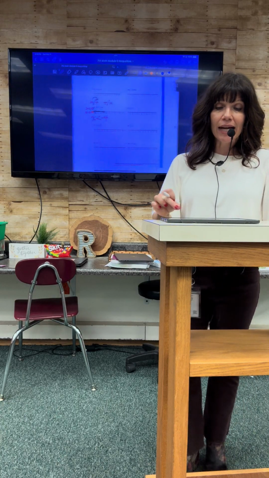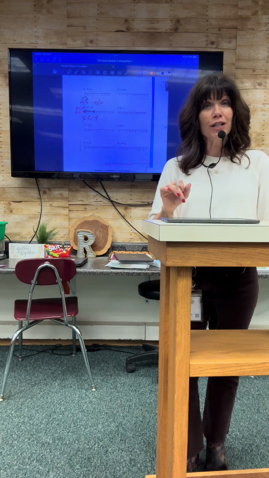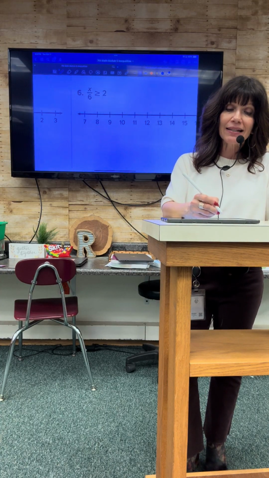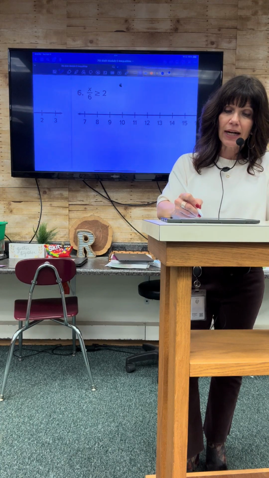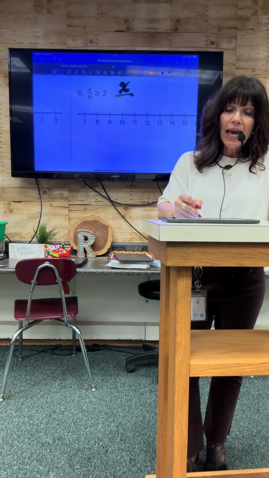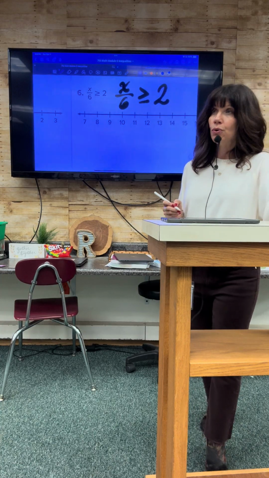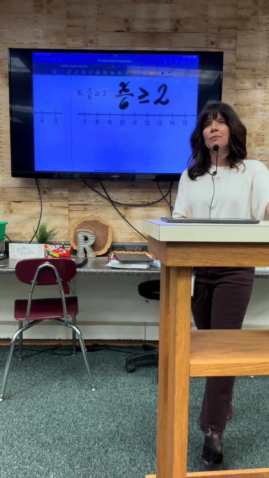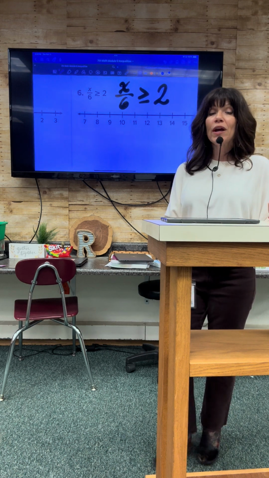Okay, let's go on to item number 6, and then I will set you guys free to do your own work. Here we go, number 6. This time, let me rewrite this so you guys can see it on the big TV screen. X divided by 6 is greater than or equal to 2. Go to the busy side. What do I mean by busy side? The one with the variable or the one without a variable? The one with a variable.